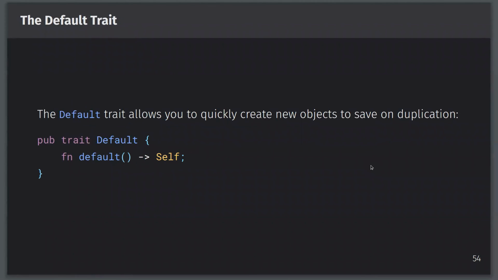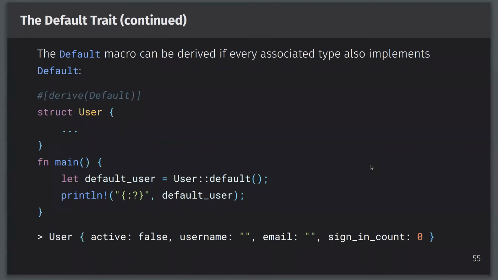And the Default trait. Sometimes it's a bit finicky and you have massive code if you're always defining a user like I've been defining it. So instead you want to create new objects to save on code size. You implement the Default trait, and default returns Self. Much like before, Self with a capital S is the type you're implementing it on. So if you implement it for Cat, Self would be of type Cat. And then you say default user is equal to User, the fully qualified default.